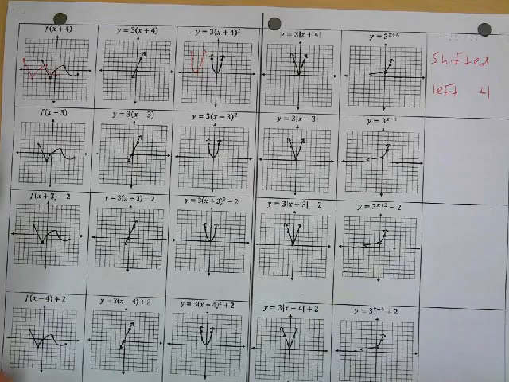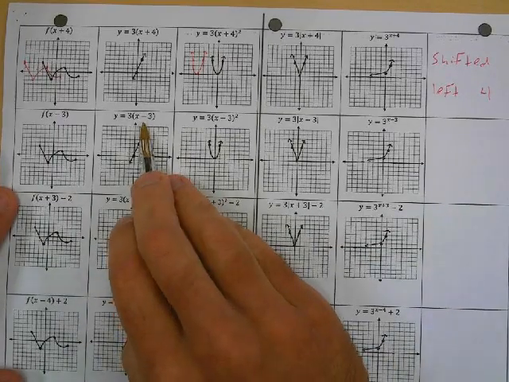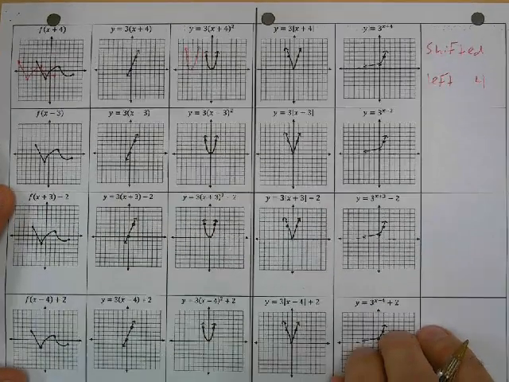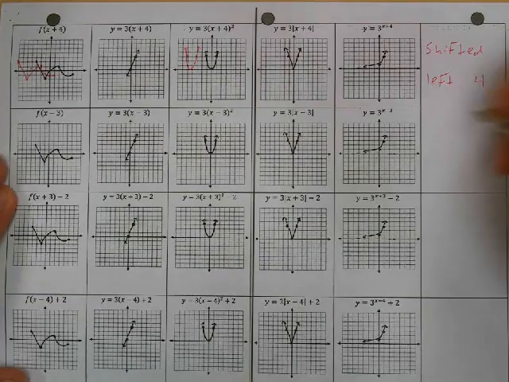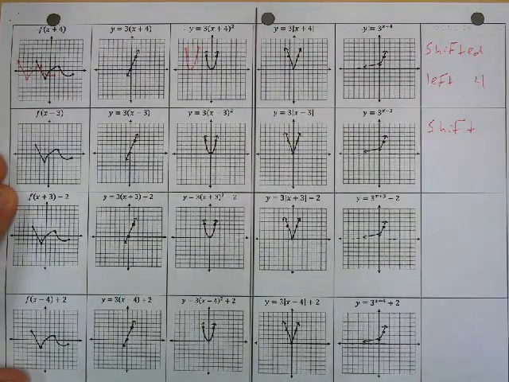All right, next, what happens if we subtract 3 from our x's in each of these equations? Well, it's going to do the same thing for each graph. It's going to shift it where? Well, it's going to shift to the right 3.